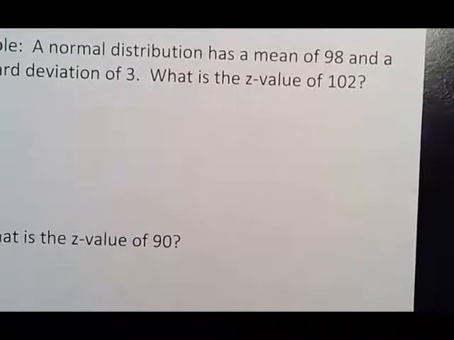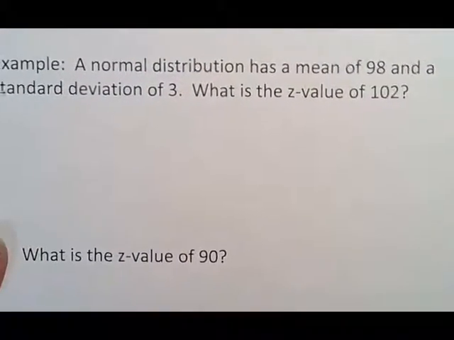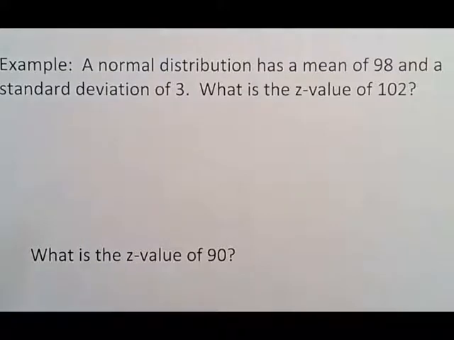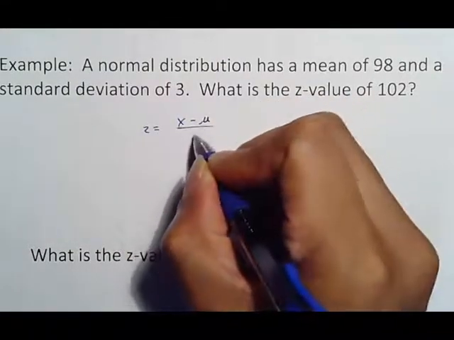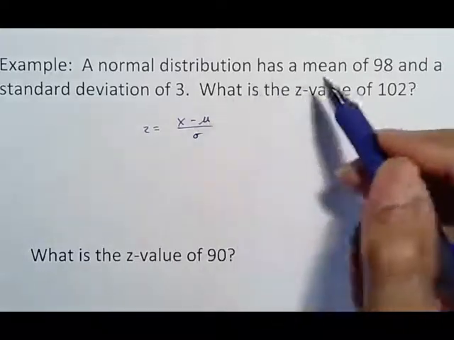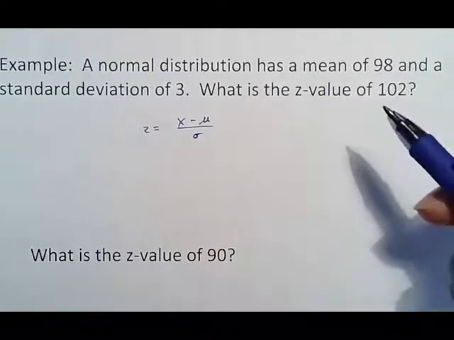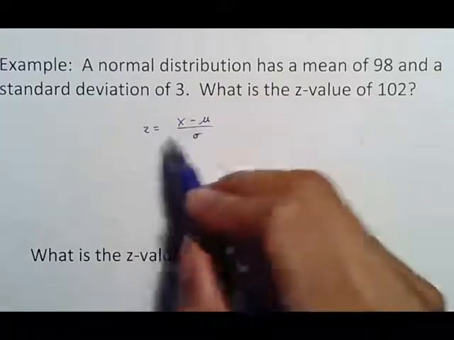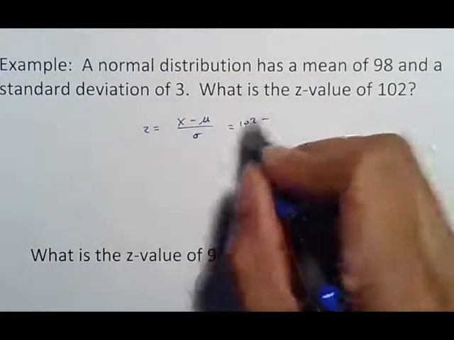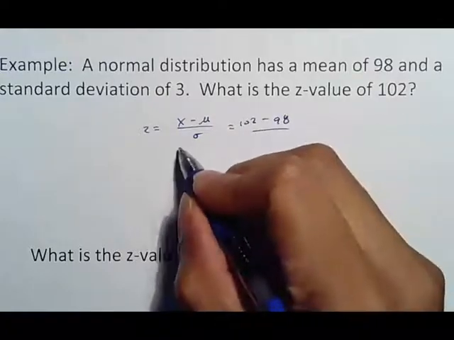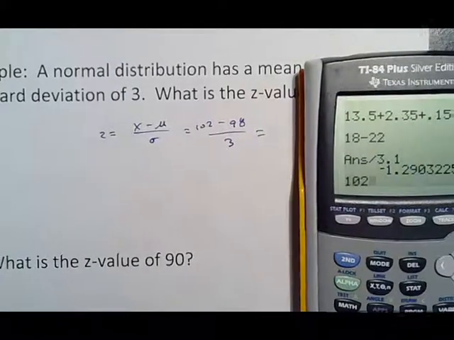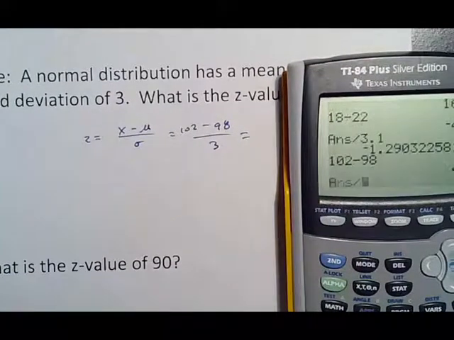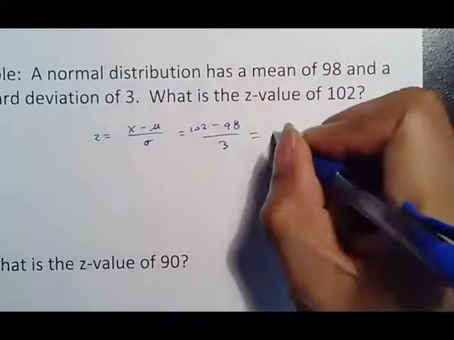Alright. Another example: a normal distribution has a mean of 98 and a standard deviation of 3. What is the z value of 102? Again, you want the z value. It's always going to give you all the information you need. That is the beauty of statistics formulas, that either they give it to you or you'll be trained in methods to find it. x is the value that you have, which is 102, minus the mean, which is 98, over the standard deviation, which is 3. So you simply do 102 minus 98 equals, divided by 3 equals, which gives us 1.33.